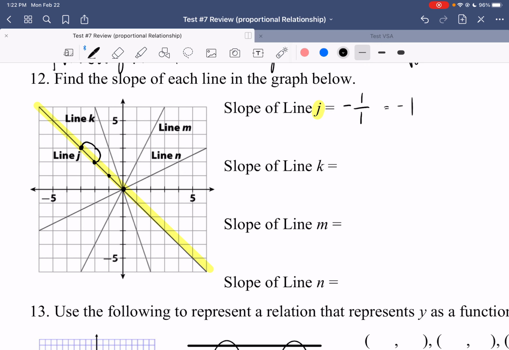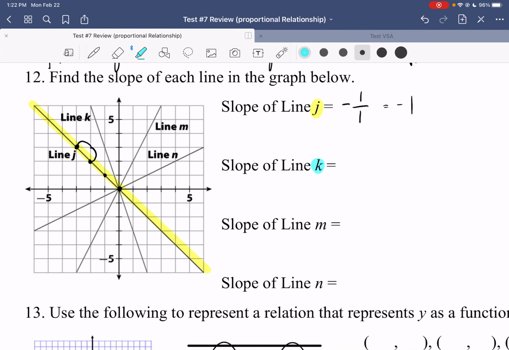Okay, I'm going to use a new color for line K. So we've got to find some pretty points. We know we can use the origin, and from the origin we're going to go up, and this looks like the next one. So we have a rise of 1, 2, 3. And again, this is also a negative, so I'm going to put that negative from the beginning. And a run of 1, so that simplifies to just -3.